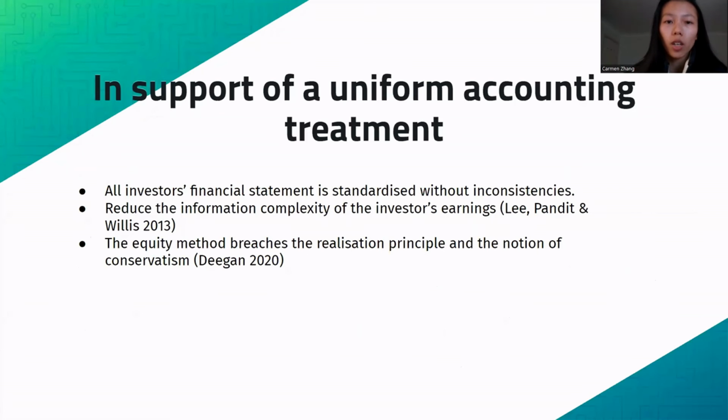Lee, Pandit, and Willis found that the equity method's single line item recognition of the investor's share of its associates' profits and net asset increases information complexity about the investor's earnings. This is largely due to the lack of disclosure of the investee's earning performance, which would thereby yield less accurate forecasts of the investor's earnings. Hence, increased accuracy of the investor's earning forecast can be achieved by a uniform accounting treatment with more disclosures.